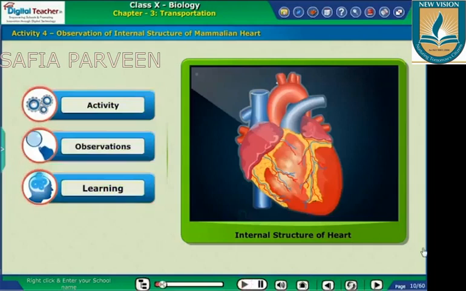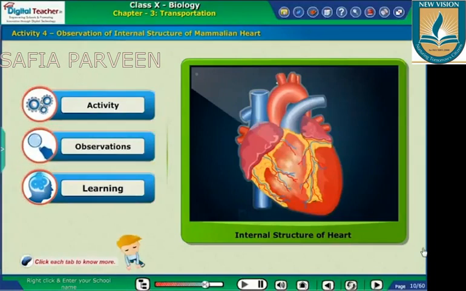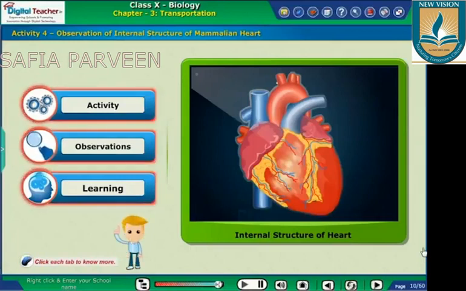Let us do the following activity to understand the structure of the heart. For this, we need to collect a heart from a butcher, either a goat heart or a sheep heart, because all the mammals' hearts have nearly the same structure. So if we study the structure of a sheep or goat heart, we can relate it to the human heart, which is very close to them. So let us begin the activity.